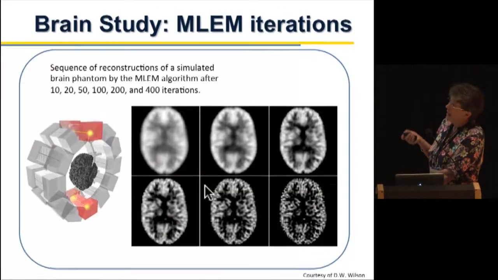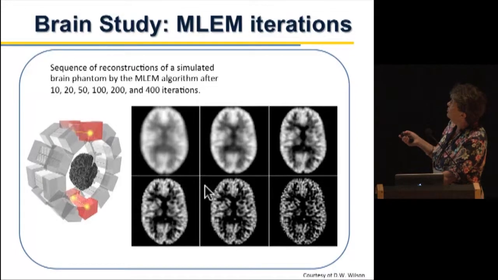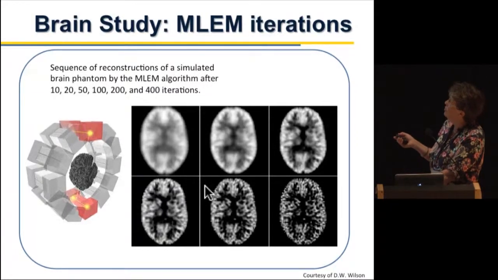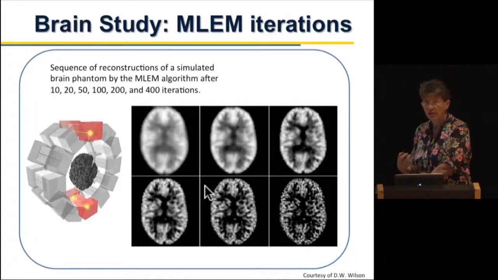You can do the same for the brain. This is an example of a brain study. You can see that few iterations result in a very over-smooth image. Then you improve, but if you iterate too much, your reconstruction program basically starts to fit the noise.